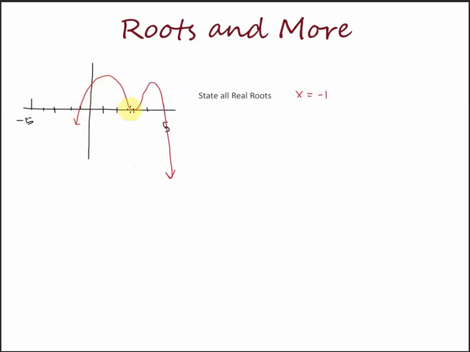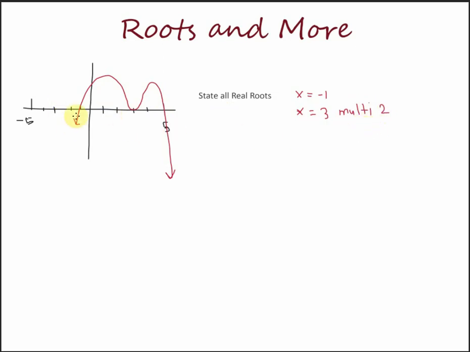Here it touches the axis at 3, but it goes back up. So this would have a root at x equals 3, and it would have a multiplicity of 2. Now it could also have a multiplicity of 4, but it has to have an even multiplicity. I'm going to have you just assume that it's 2 when you're going off of graphs like this. It touches the axis and does not go through, so it would have to have an even multiplicity.